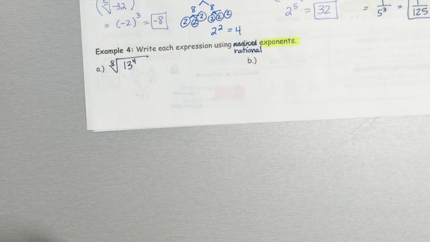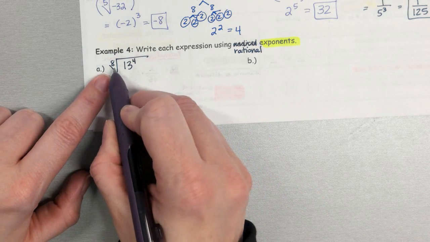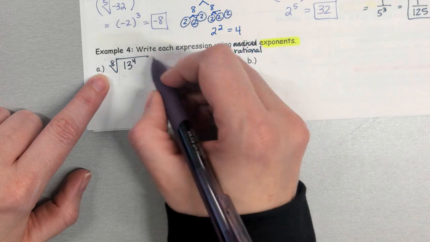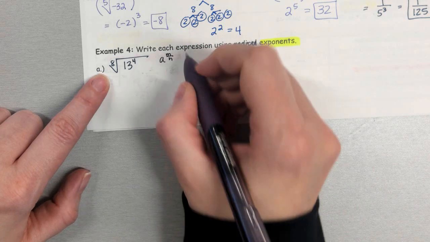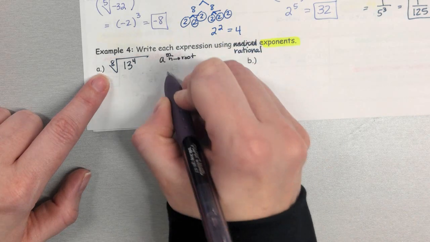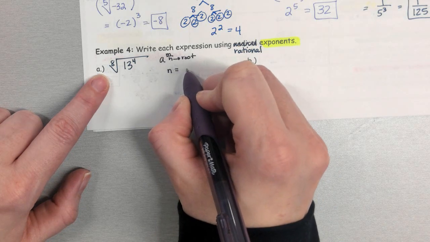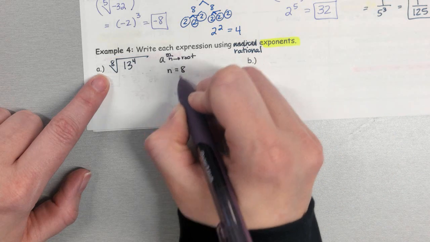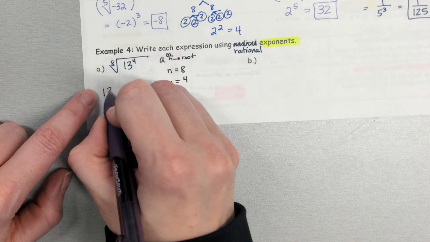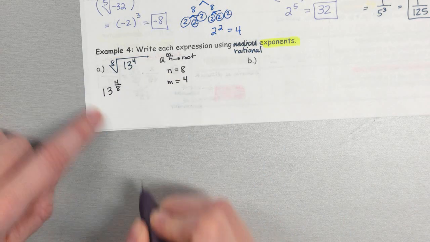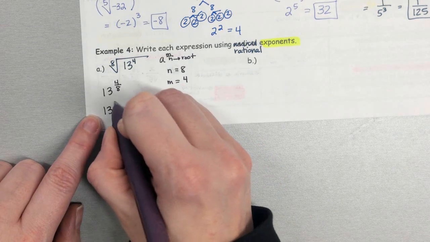Okay, and then just remember that your root is always going to be the index there. Okay, so it's a to the m over n, where n is the root. So the n in this case is what number? What's the n in this case? The 8. 8 is the root. Okay, which means the m is the 4. So when you rewrite this, it's 13 to the 4 over 8. Now this does reduce, so we have to reduce it. That would be 13 to the 1/2.